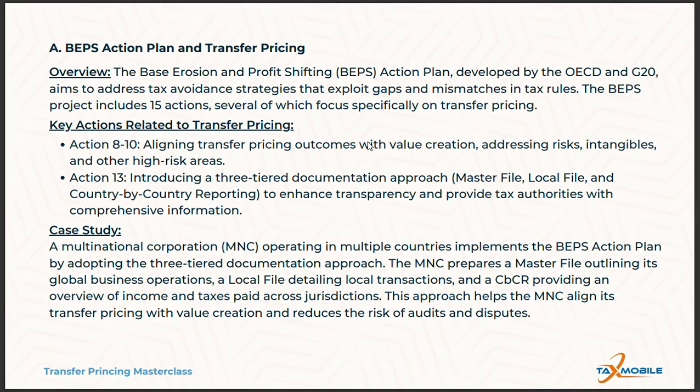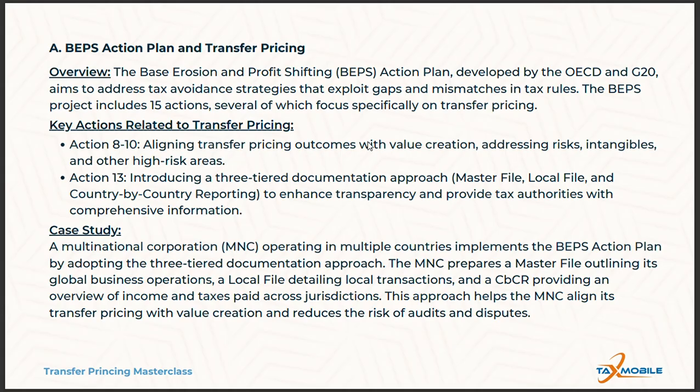Now, the BEPS action plan introduces key reforms aimed at aligning transfer pricing outcomes with value creation. Some of the most relevant actions include Actions 8 to 10. These actions focus on aligning transfer pricing with the economic activities that generate value. So the focus is particularly on high-risk areas like intangibles, risk allocation, and capital recharacterization. The objective here is to ensure that profits are reported in the jurisdiction where the actual economic activities and value creation occur, rather than being artificially shifted to tax favorable jurisdictions.